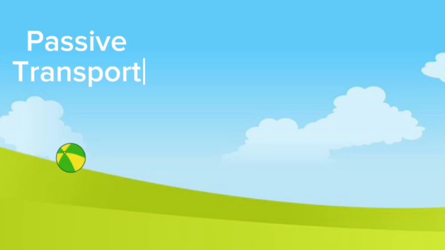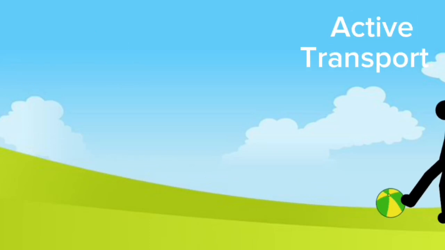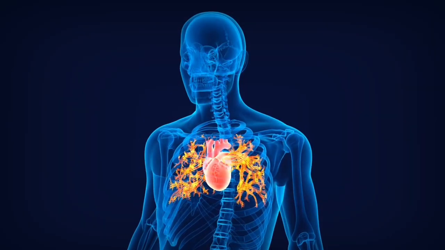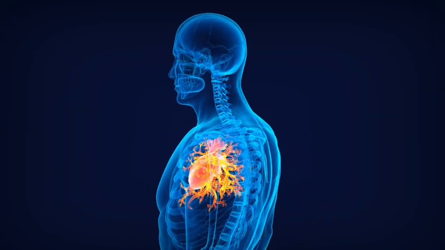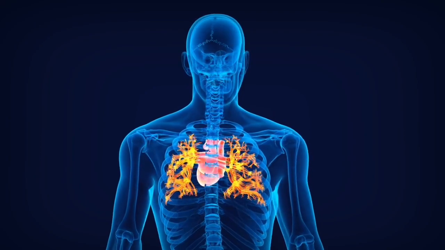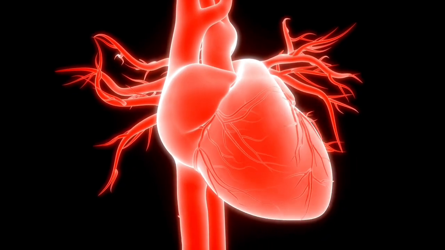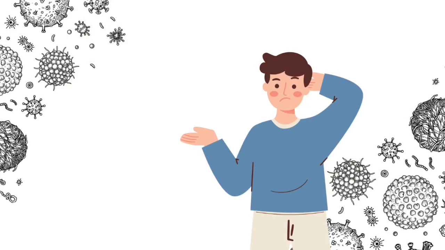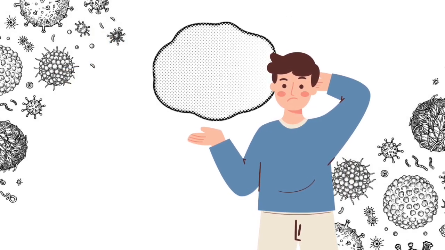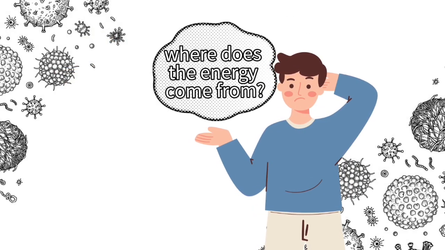If passive transport is like a ball rolling down a hill, active transport is like pushing a ball uphill. It takes effort. Cells need this type of substance movement to function properly. For example, your heart muscle cells use active transport to move molecules or ions against their concentration gradient, so your heart keeps beating. But wait, where does the energy come from?